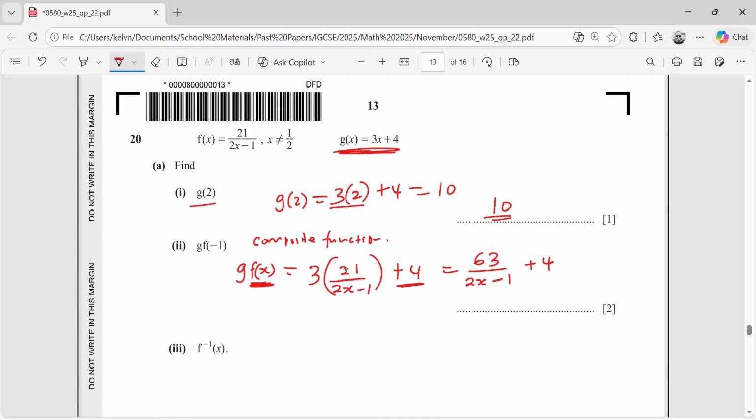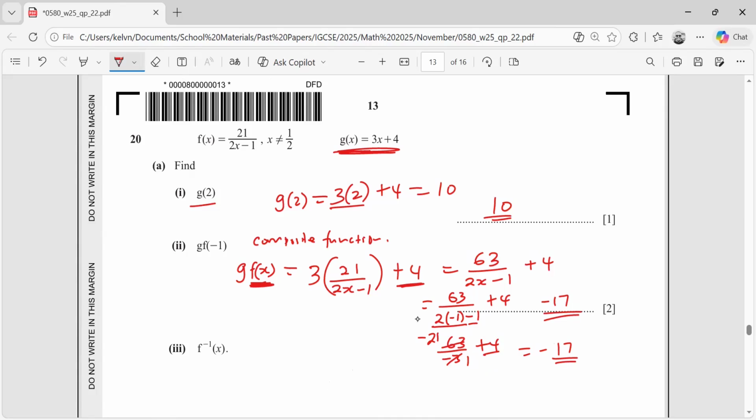You can simplify it, but I'm just going to leave it like that and substitute -1 here. So it will be 63 over 2 times -1 minus 1, plus 4. This is going to be -2, and -2 minus 1 is -3. So I have 63 divided by -3 plus 4. 63 divided by -3 is negative 21. Negative 21 plus 4 is negative 17.